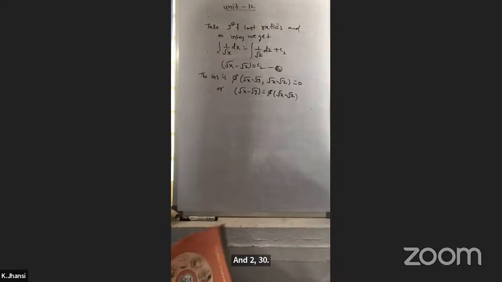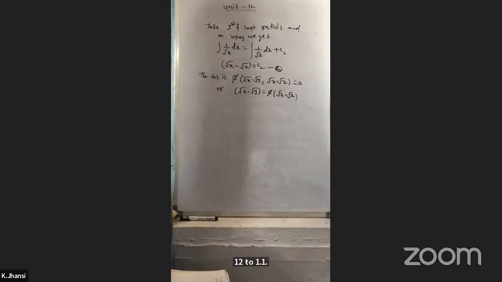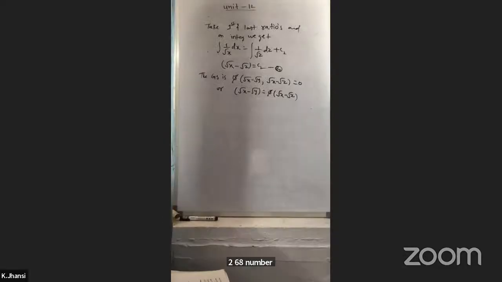Okay, now the last unit. 252 page number, this is the 5 marks differential equation. 252, 12.2.1. 255, 12.2.4. 257, third and fourth. 260 page number, 12.4.1, 12.4.2. These are the 10 marks questions.